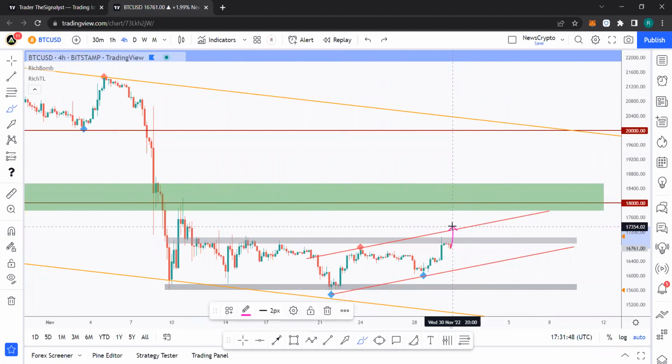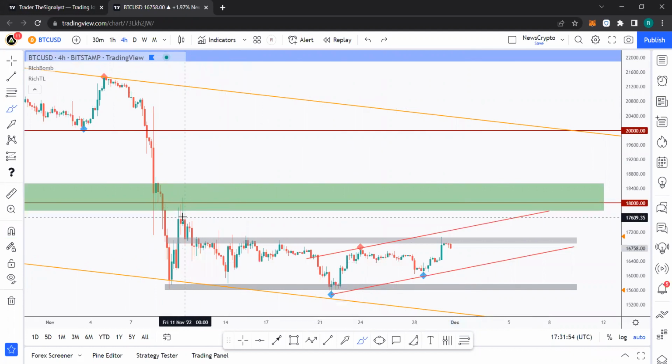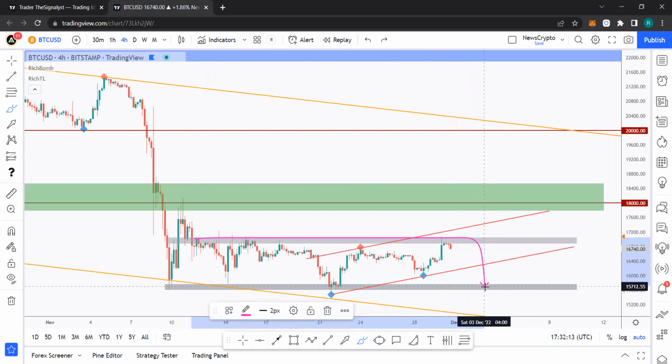If we close above it, then we'll be expecting further bullish movement till the 18K, and the resistance is starting from this area here. Okay, so from the 700 till around the 18K, and we also got a supply zone here. So we've got too many things that might push Bitcoin lower. Meanwhile, we are here inside this range.